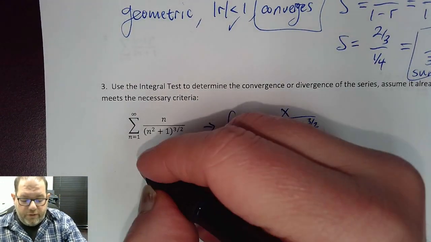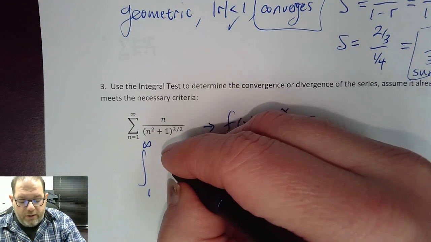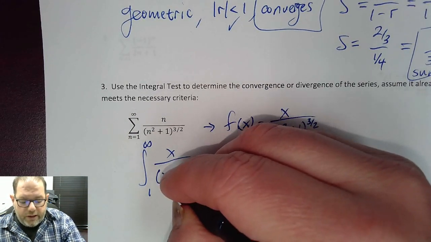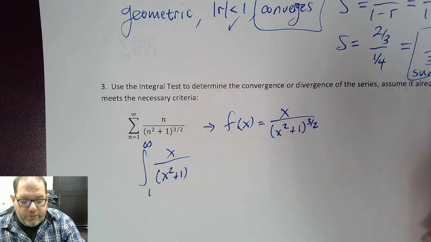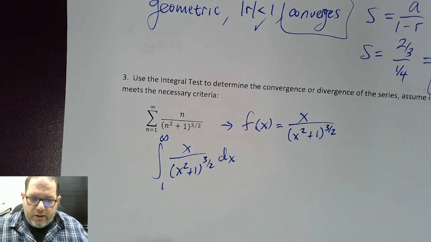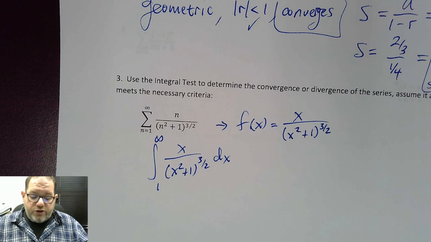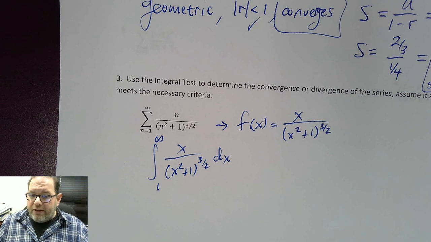So we want to find the integral from 1 to infinity of x over (x squared plus 1) to the 3/2 dx. Now we learned a lot of different integration techniques in chapter 8. I just want to say I'm probably going to keep this to a simple substitution.